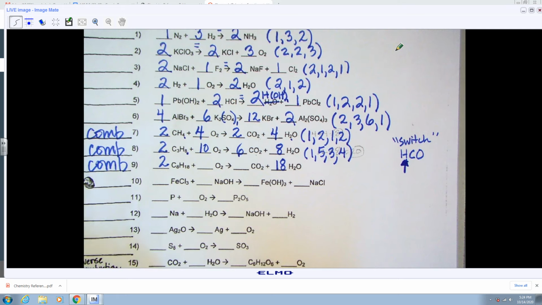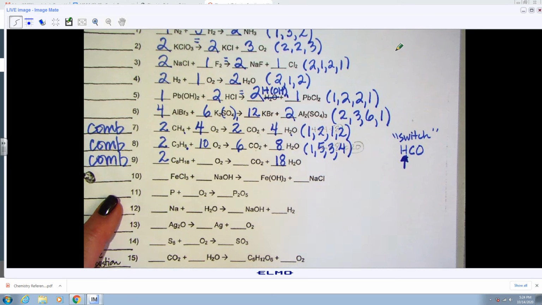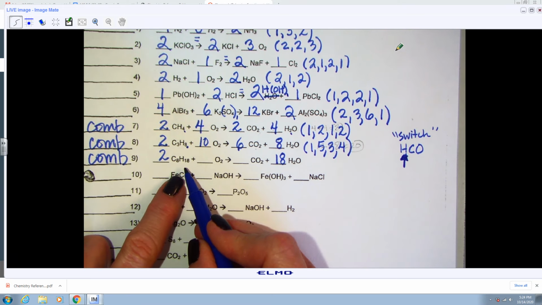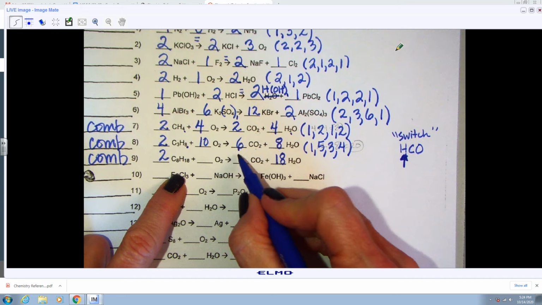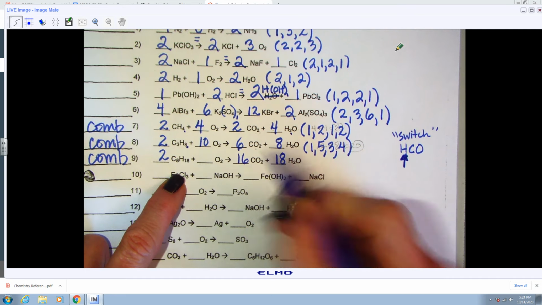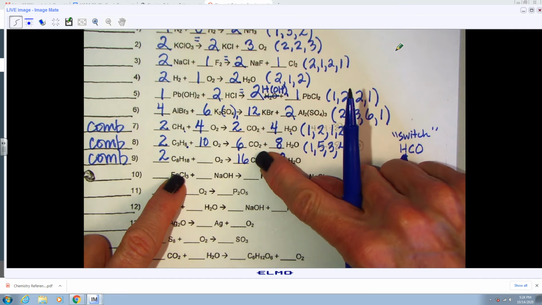All right, let's look at number 9. We've already done our hydrogens. Let's look at our carbons. 2 times 8 is 16. So I'll put a 16 here. 16 times 1 is 16. It gives me 16 carbons on both sides.